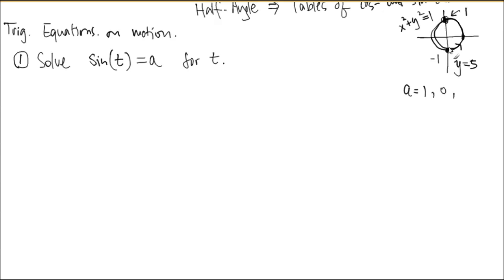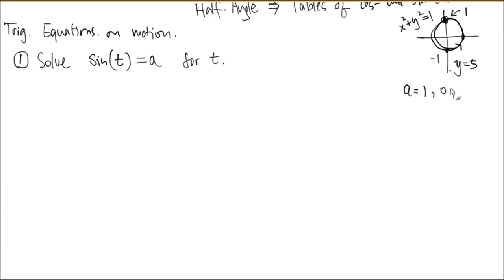And when is it coming back here? 2 pi seconds later. So pi over 2, pi over 2 plus 2 pi, and pi over 2 plus 4 pi keep coming back. So how many solutions are there? Infinitely many, right? You can even go time backward. So there are all these solutions.